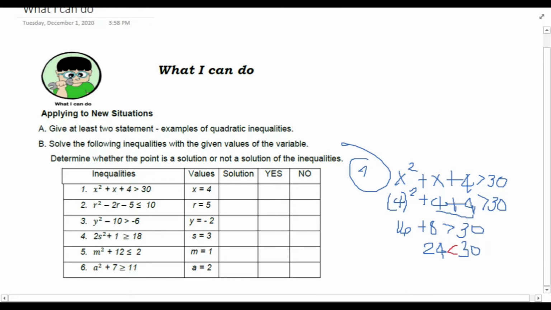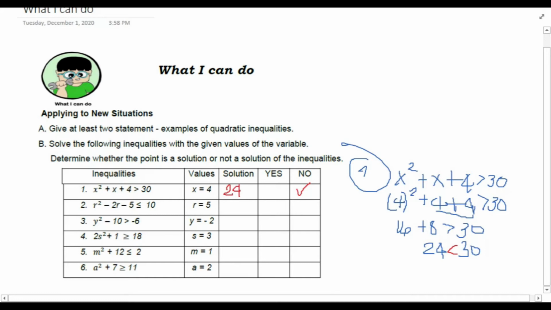So how do we answer this? 24 is less than 30. We will write the solution here. So the value is 24. Okay, you can copy the table first, and then you can write your answer. And then we will check no, because it is not a solution. Because 24 is less than 30 and not greater than 30. Okay, do you follow?